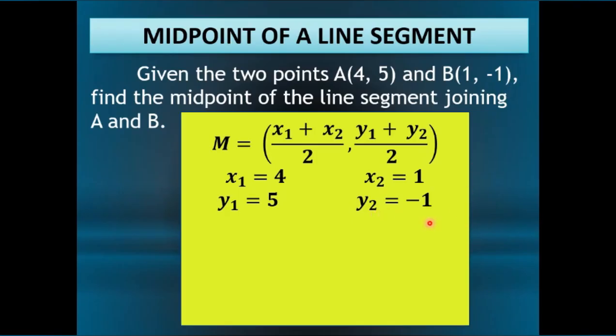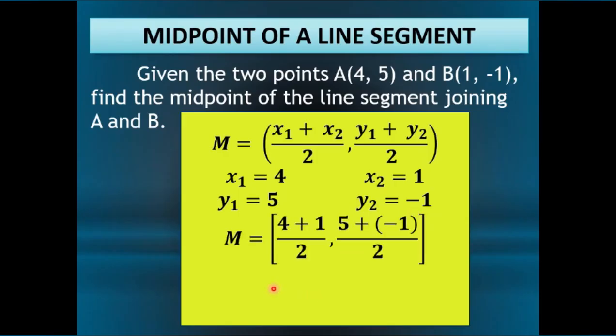By substitution, we have m equals, our x sub 1 is 4, plus the x sub 2 positive 1. So we have 4 plus 1 over 2. Y sub 1 equals 5, plus the y sub 2 equals -1 over 2.